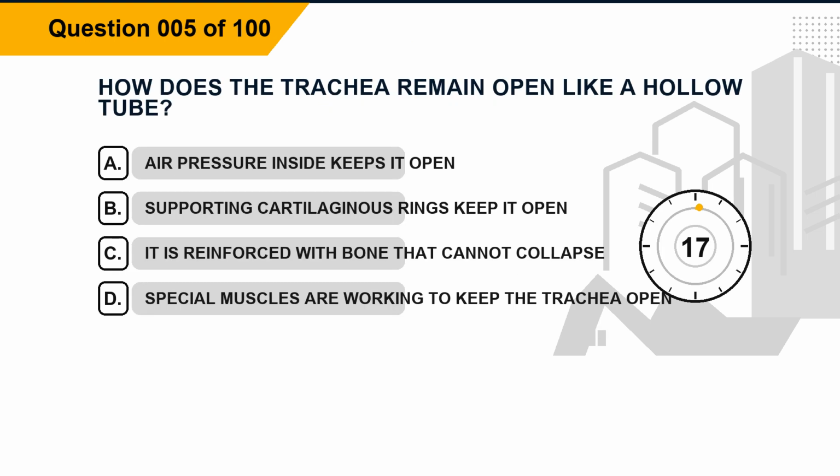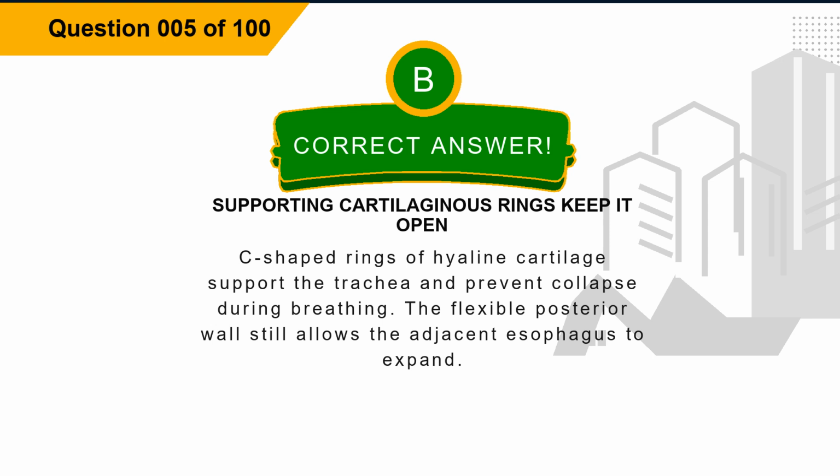Question 5. How does the trachea remain open like a hollow tube? Option A, air pressure inside keeps it open. Option B, supporting cartilaginous rings keep it open. Option C, it is reinforced with bone that cannot collapse. Option D, special muscles are working to keep the trachea open. The correct answer is option B, supporting cartilaginous rings keep it open. Explanation. C-shaped rings of hyaline cartilage support the trachea and prevent collapse during breathing. The flexible posterior wall still allows the adjacent esophagus to expand.